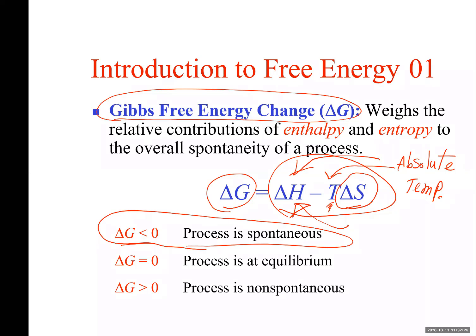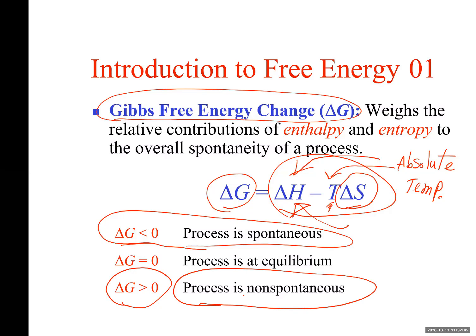We can do this for chemical reactions. We're going to show you how to calculate delta H and T delta S. Then you can calculate delta G. If delta G is positive, the reaction is non-spontaneous. The reaction is not going to happen on its own.